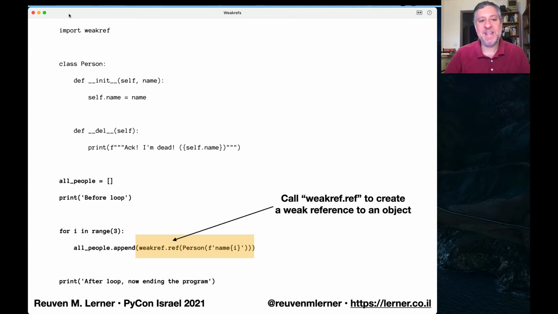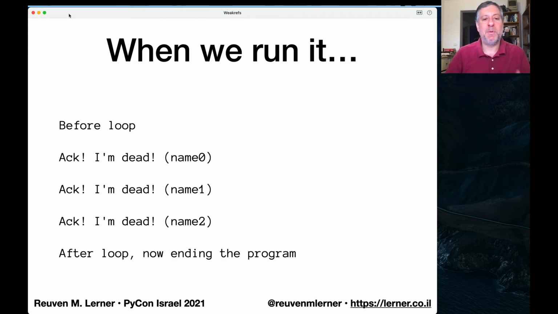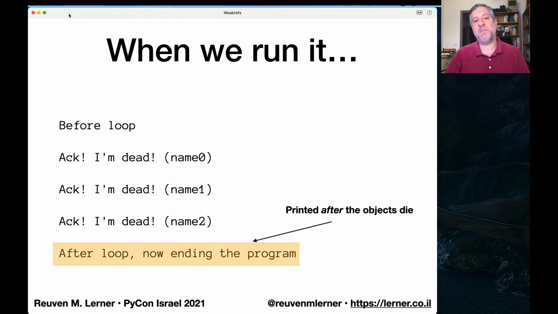So watch what happens now when I run this program. So all people is a global variable. We're printing before the loop. We're creating 3 people, and then we're saying after the loop. And watch this, before the loop. And right away, time after time after time, the object is going away before the program exits, because the last line of the program here says after loop now ending the program. And this is because I didn't have any other references to any of these objects.